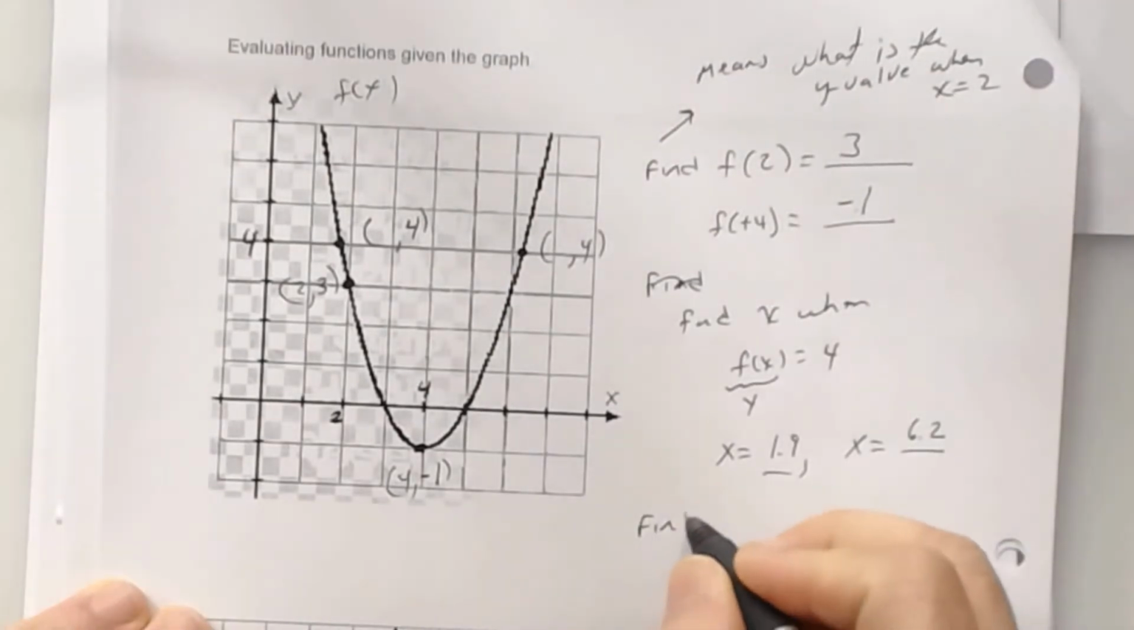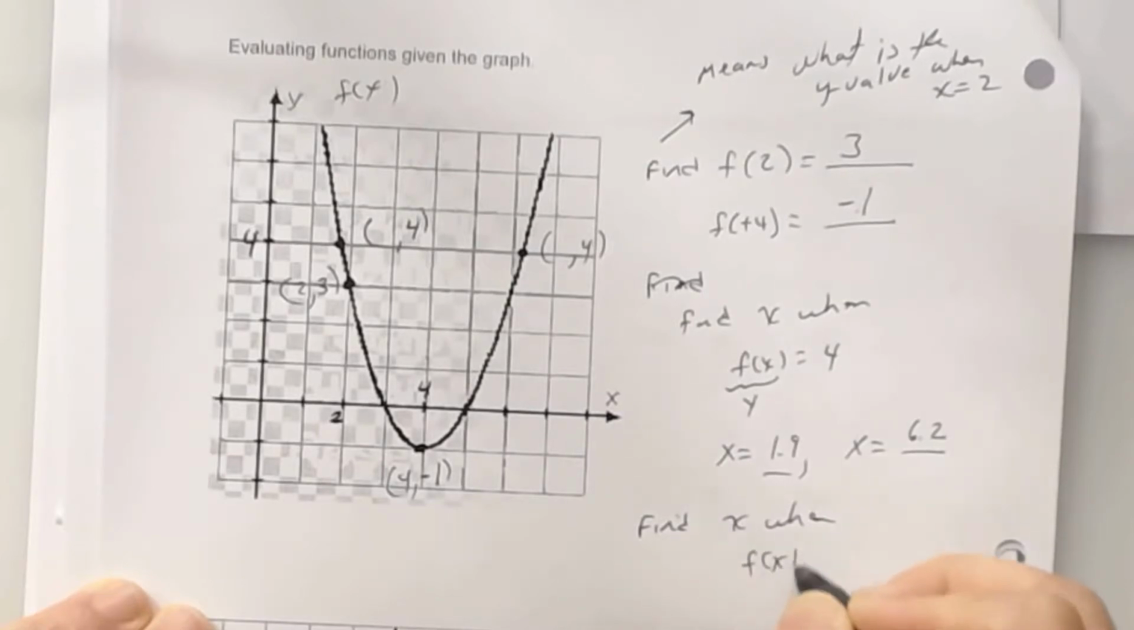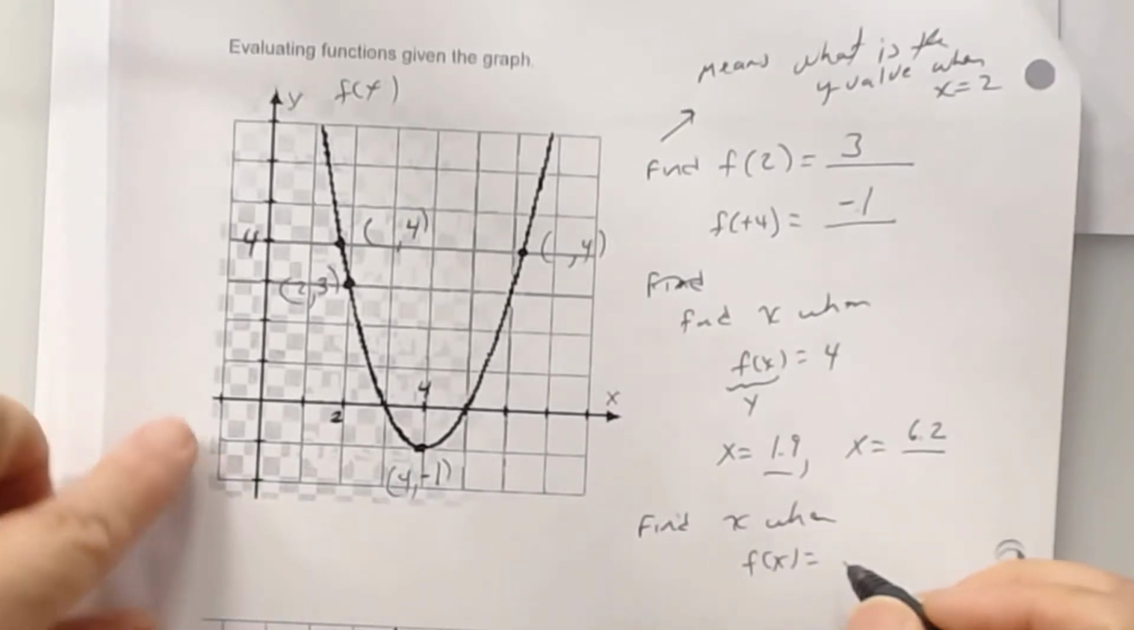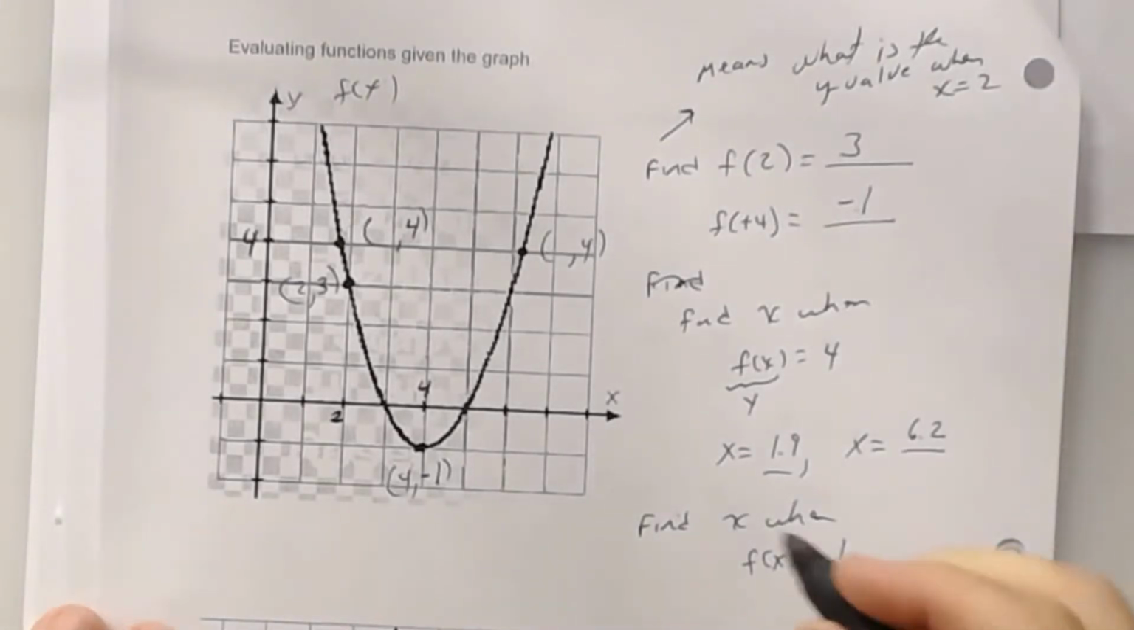Find x when f of x equal, let's say, 1. Find x when f of x equal 1. Listen carefully what that says. So, f of x means what letter? Y. You learned that previously, so that's y. So what are you told y is here? 1. Y is 1.